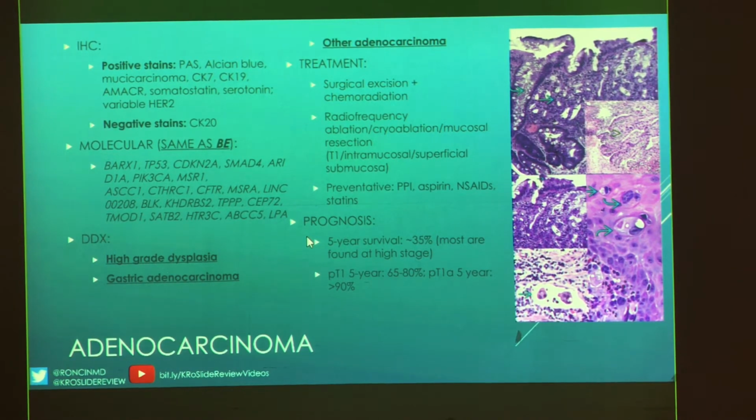5-year survival for this is relatively poor. The pT1 5-year survival is relatively good at 65 to 80%. And if it's actually a T1a, the 5-year survival is greater than 90%, but overall, the 5-year survival is about 35%, as many of these will present at high stage.